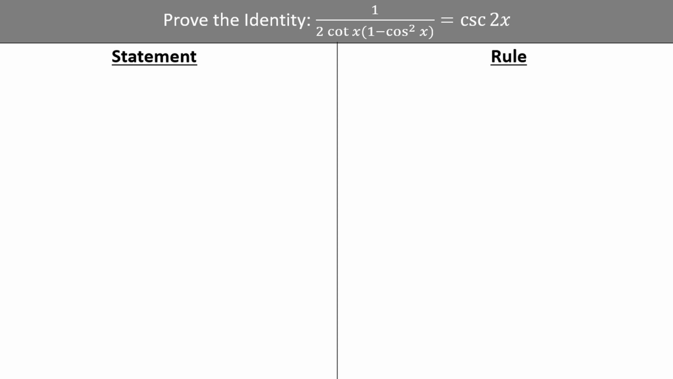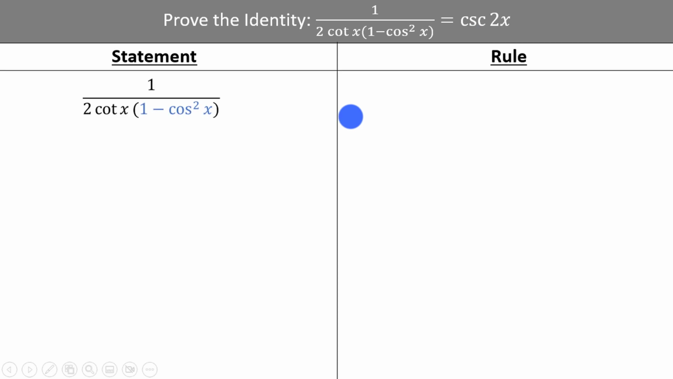Welcome, my friends. This will be my final video proving trigonometric identities, and any of the identities that we have talked about so far could be used. Let's try to prove that 1 over 2 times the cotangent of x times 1 minus cosine squared of x is equal to cosecant of 2x. Let's start with the left-hand side.